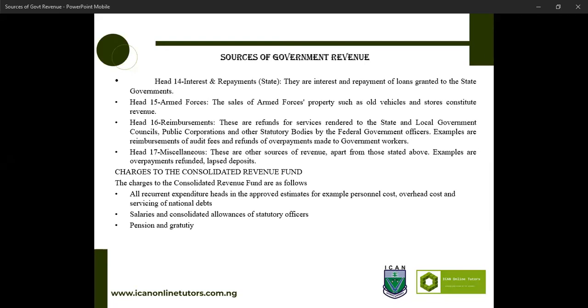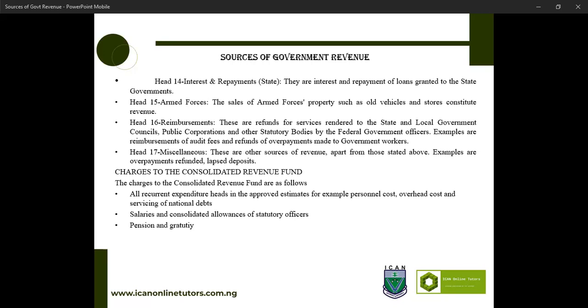These are other sources of revenue apart from those stated above. Examples are overpayment refunded, lapsed deposits, and any other revenue that the joint tax board, JTB, found to be part of revenue coming to the federation, to the federal government account, will also be remitted into the miscellaneous revenue, which is recognized under 17.